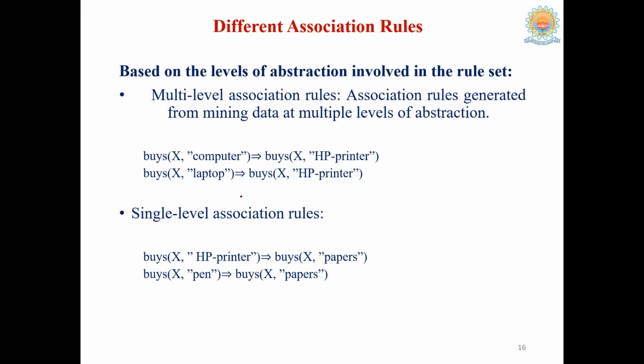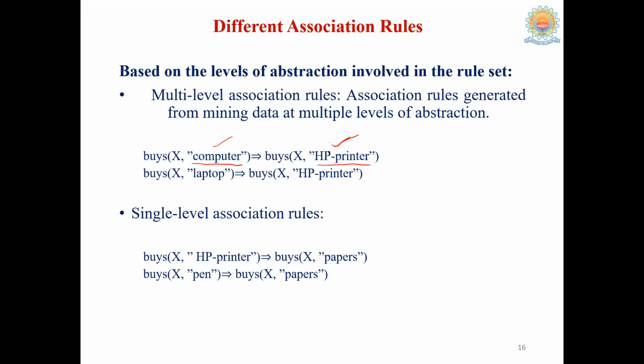We have different types of association rules. If the association rules involve items from multiple levels of abstraction, then it is a multi-level association rule. Otherwise, it is a single-level association rule. Consider this association rule: we have an item computer and an item HP printer. Computer is from a higher abstraction level, and HP printer is from a lower abstraction level.